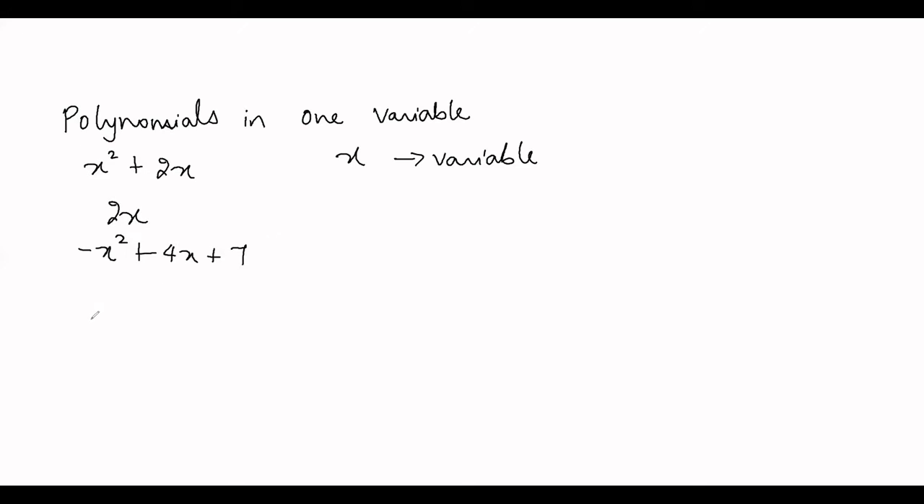Another example I can consider, say 3y squared plus 5y. This is also a polynomial in one variable. In this case, the variable is y. Let's consider t squared plus 4. Here the variable is t.